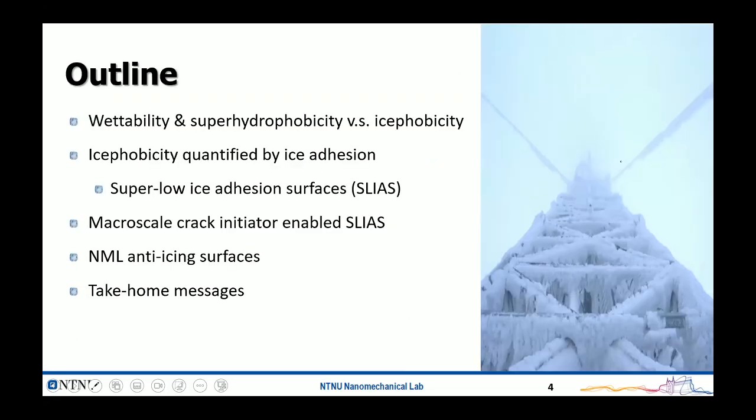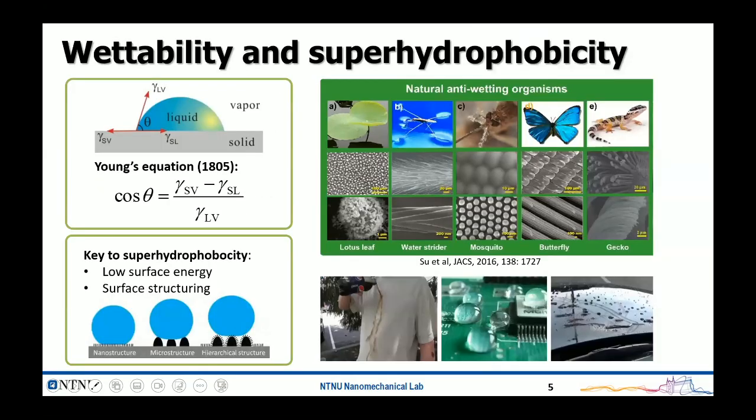So my talk will follow this outline. First, I'll have a recap of wettability and superhydrophobicity. Other people are familiar with those. Then I'll introduce ice-phobicity, how we can define it, and whether we can quantify it. Then I'll introduce our strategy based on our fracture mechanics knowledge: the macro-scale crack initiator mechanism, which enables super low ice adhesion surfaces. Then I'll give some examples of our developed anti-icing surfaces, and then the take-home message.